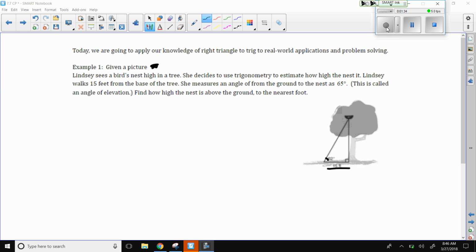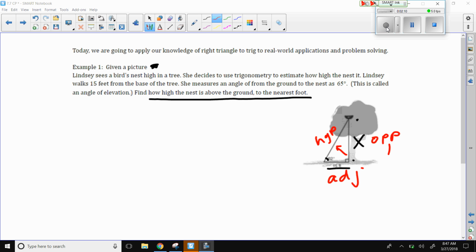Okay, so we have to figure out what it is that they're asking. Find how high the nest is above the ground. That's from the ground to the nest, so we're looking for this value here. In the last section, you learned about using your calculator and figuring out which sides go with which and solving from there. So if I'm looking at this angle here, I see that this is my opposite side, here's my adjacent, and this is my hypotenuse across from that right angle.